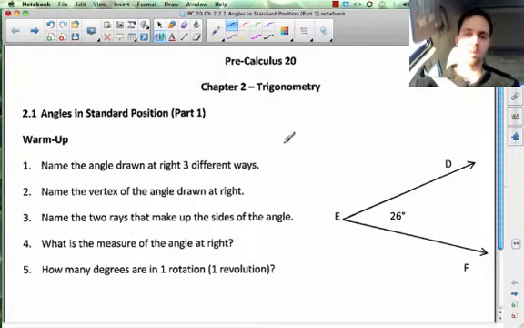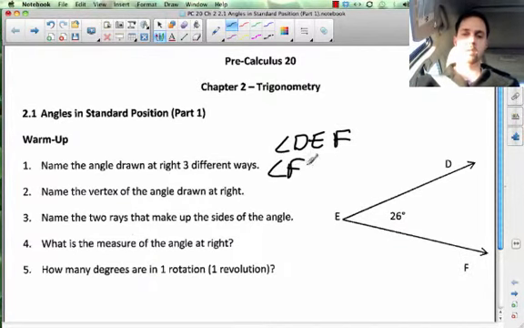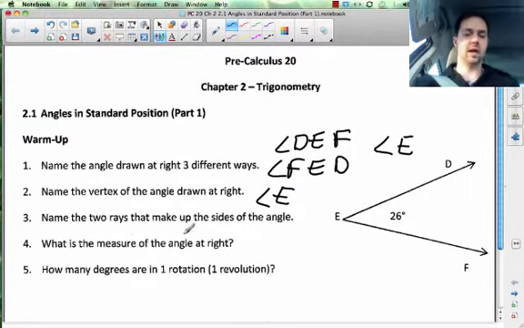The three ways this angle can be represented are as angle DEF, where you start from this end and work that way, angle FED, which is obviously working the other way, or simply angle E, where we use the vertex as the only letter needed to refer to the angle. Name the vertex of the angle drawn at right. Well, I just gave away that answer. That's angle E.